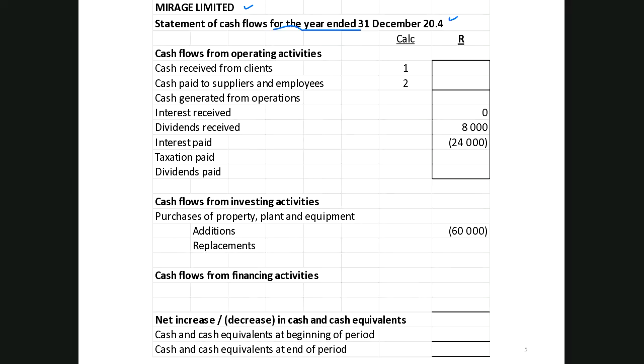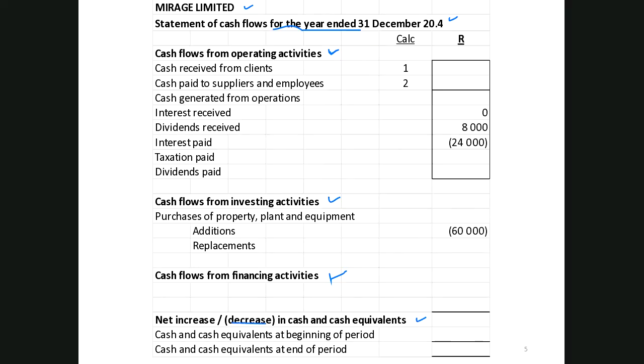Then I would divide my page into three, and I would have cash flows from operating activities. Usually that section requires a little bit more space. In fact, you should divide your page into 4, because you then also need to leave some space under cash flows from investing activities and cash flow from financing activities. So I would write these 3 headings first, and then I would complete the bottom section here, net increase, and then just put decrease in brackets, because you don't know whether it's going to be an increase or decrease.